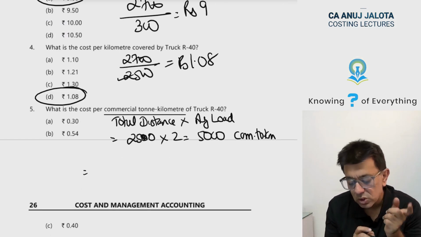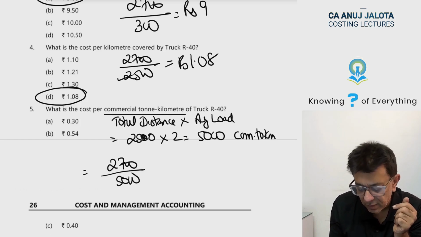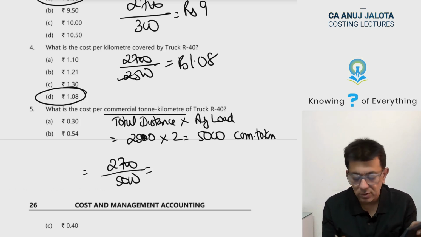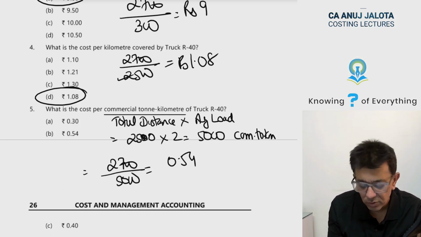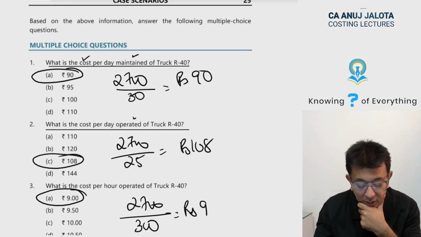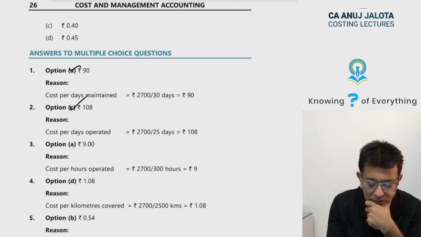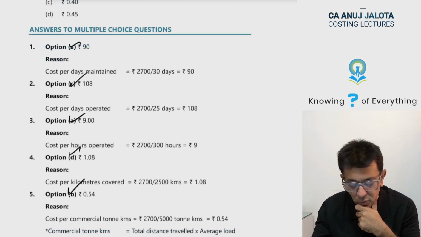Now they want cost per commercial ton kilometer. Cost is 2700 divided by 5000 commercial ton kilometers. So this should be 0.54. So the answers in this case, let me check: ACADB. I guess all the answers are correct.